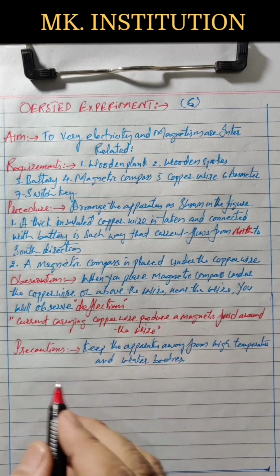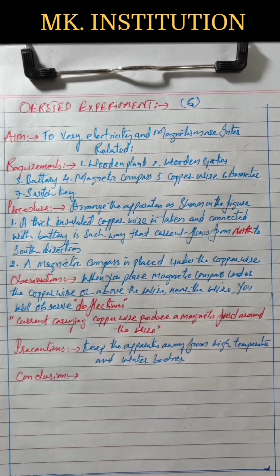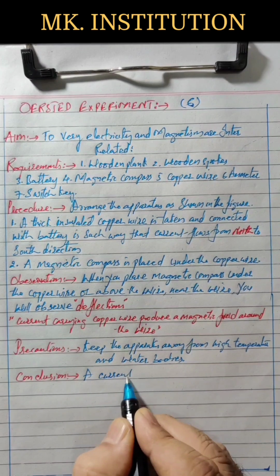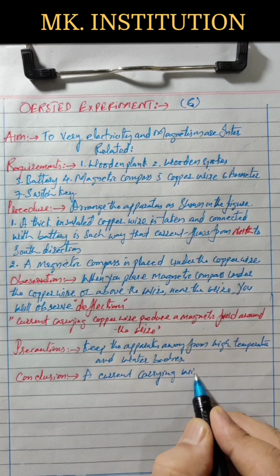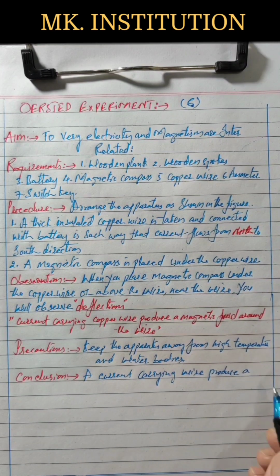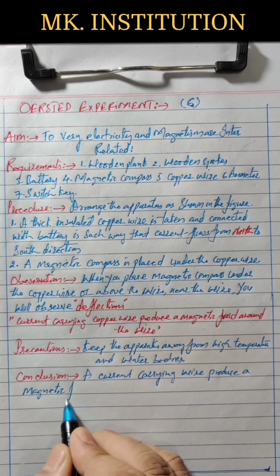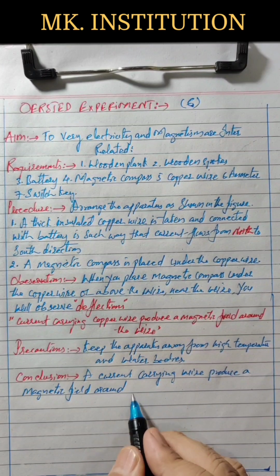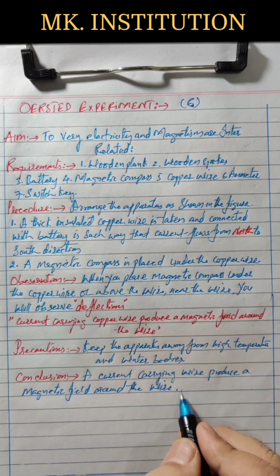Now the conclusion, after doing this whole thing. What is the conclusion? A current carrying wire produces a magnetic flux or magnetic field, you can say, around the wire. Finish, your answer is completed here.